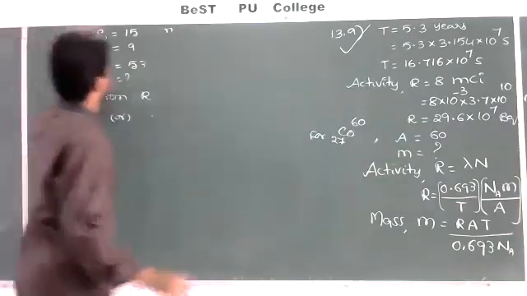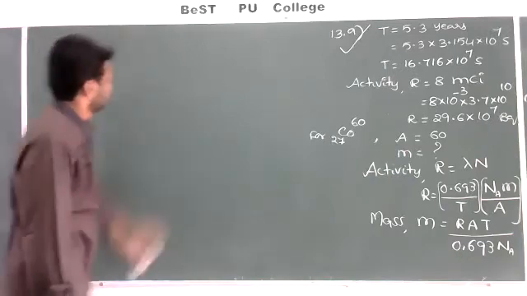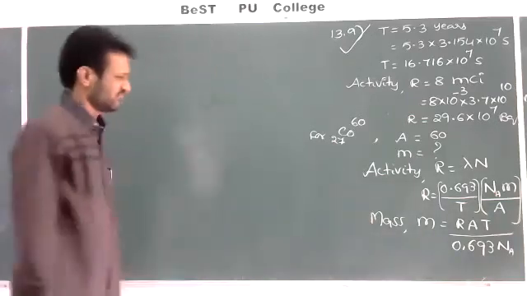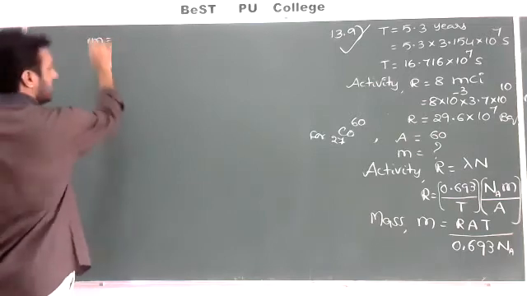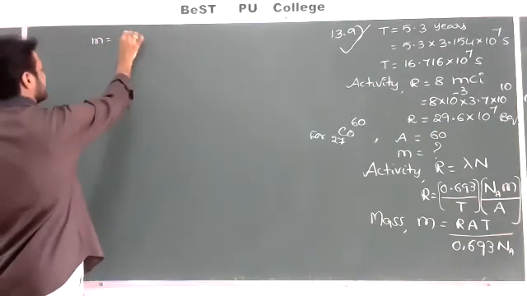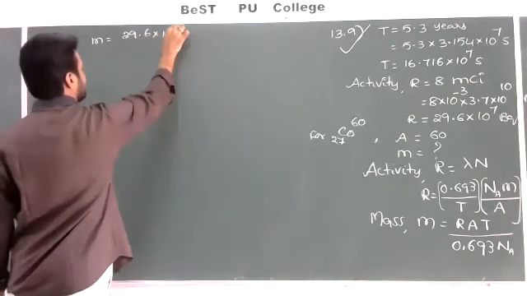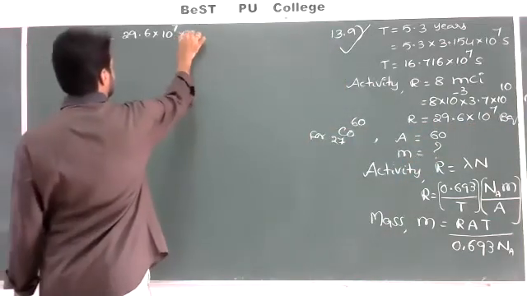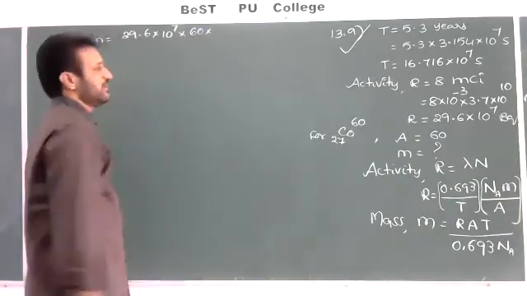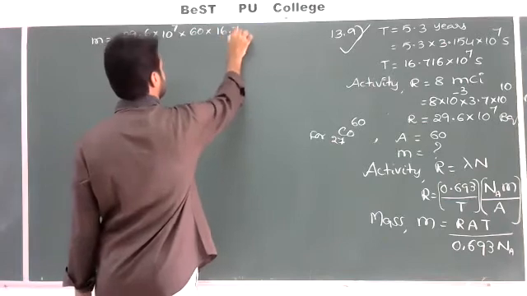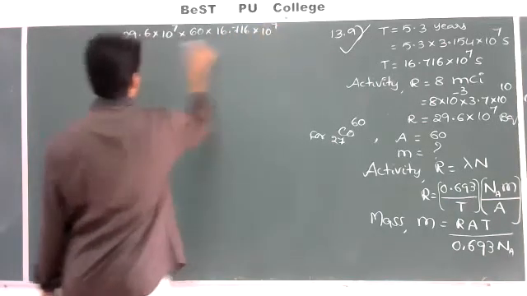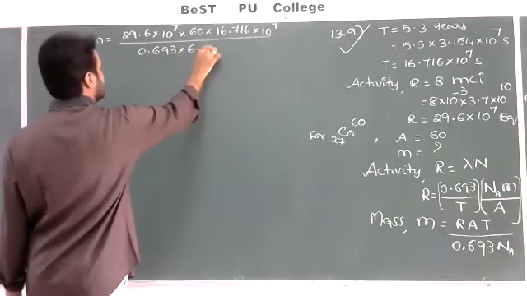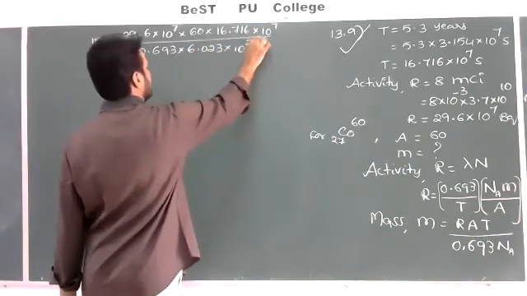Now I will substitute the values. M is equal to R value 29.6 into 10 to the power of 7, into A 60, into T, which is given as 16.716 into 10 to the power of 7, divided by 0.693 into Avogadro number 6.023 into 10 to the power of 23.